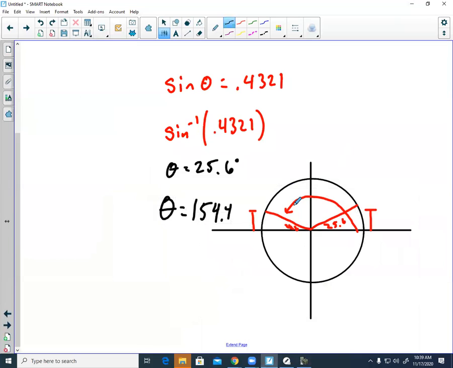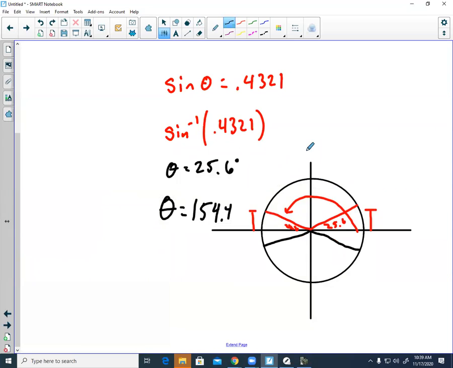Now, you might be thinking, why do we know it's not down here? Well, if I open up my angle this way, the y value is below the x-axis, which means the y value would be negative. This can't be negative, so it can't be down here.